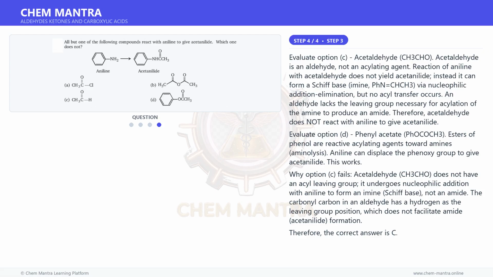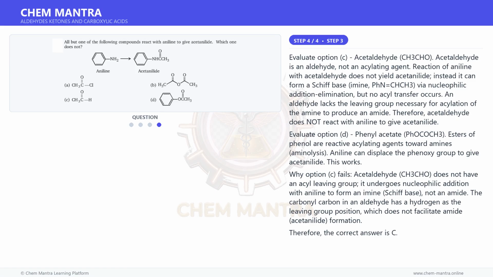Acetaldehyde is an aldehyde, not an acylating agent. Reaction of aniline with acetaldehyde does not yield acetanilide. Instead it can form a Schiff base, imine, PhN=CHCH3, via nucleophilic addition-elimination, but no acyl transfer occurs. An aldehyde lacks the leaving group necessary for acylation of the amine to produce an amide. Therefore, acetaldehyde does not react with aniline to give acetanilide.